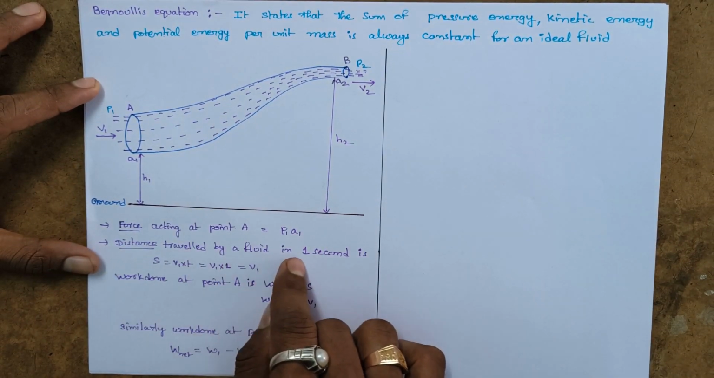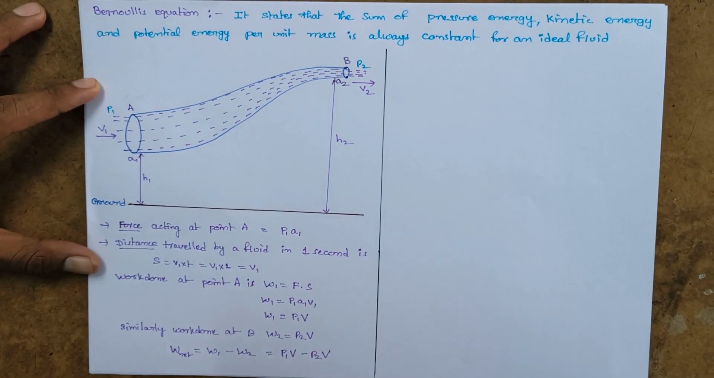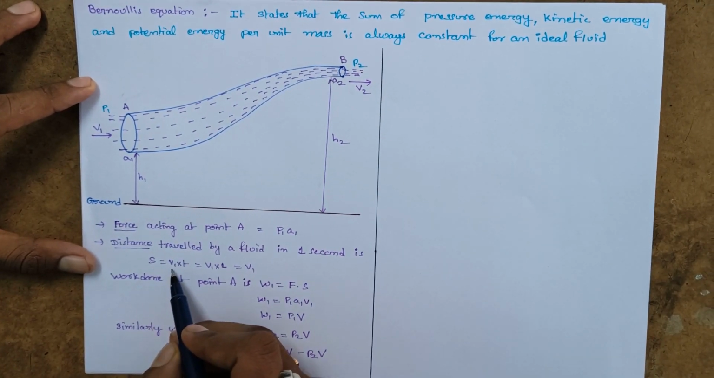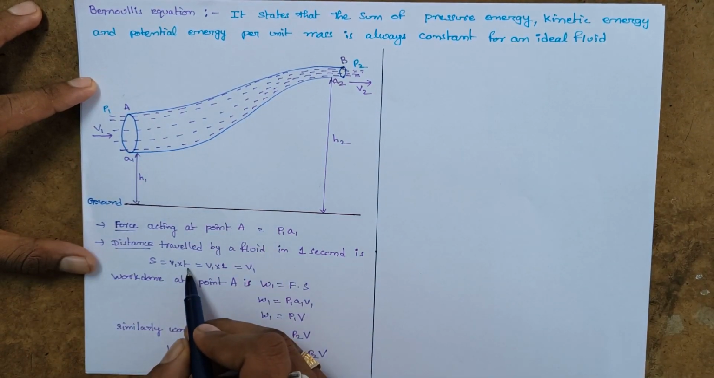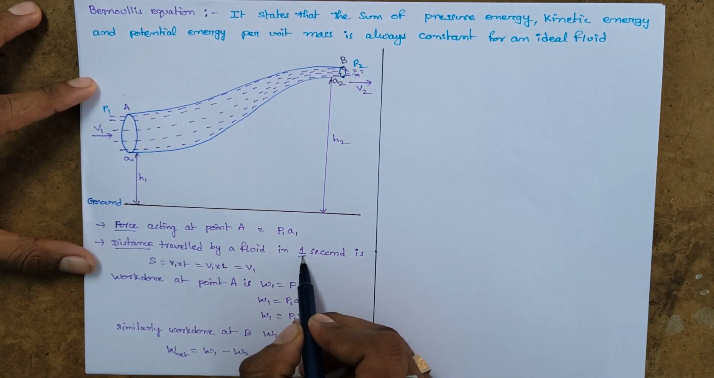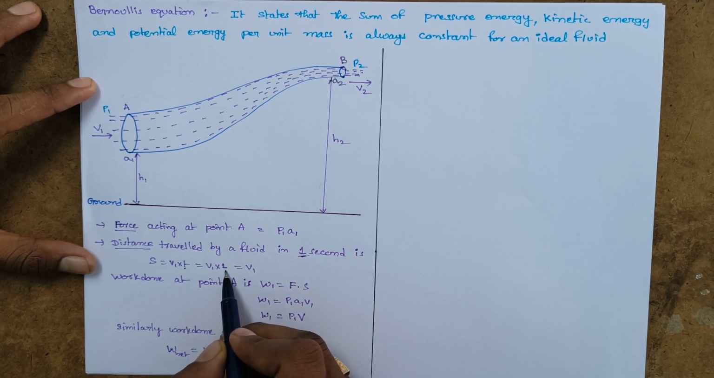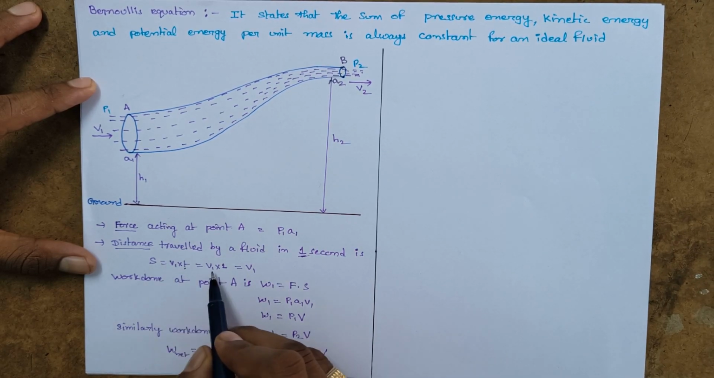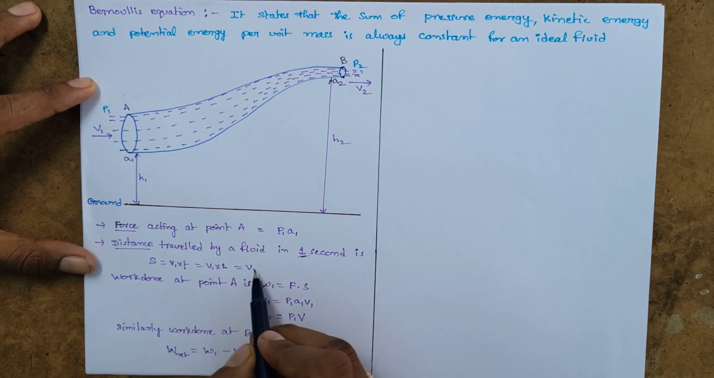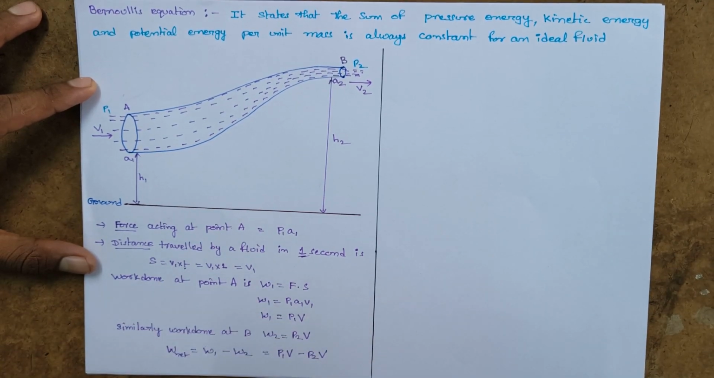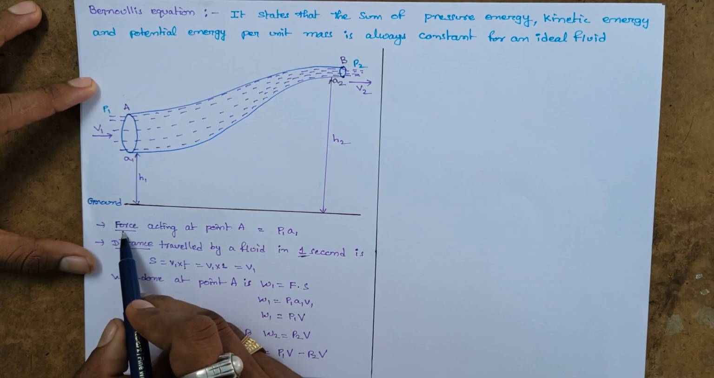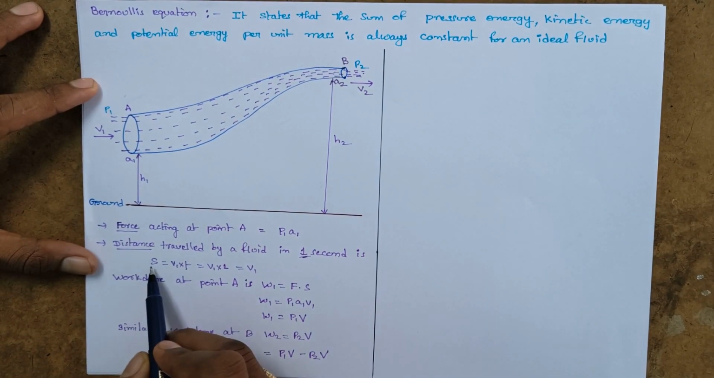So consider the distance traveled by the fluid in 1 second. Distance means speed into time. So S is equal to V1 into time T. How much time? 1 second. So in the place of T, you can substitute 1. You will get S is equal to V1 into 1, that is nothing but V1. So please remember here V1 is the distance. Now force we already know and distance we also know.